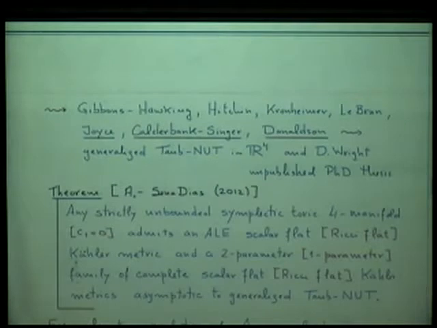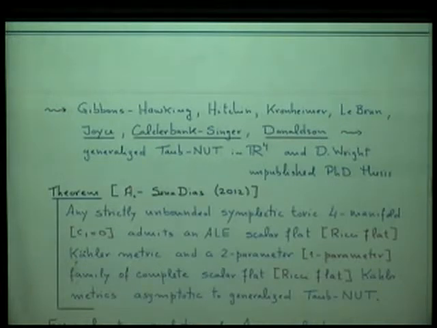And so there is a long list of people that used these facts to construct explicitly Ricci flat metrics and so forth in this dimension 4. So Gibbons, Hawking, Hitchin, Kronheimer, LeBrun, Joyce, as I mentioned, and a very relevant work for what I'm talking about here is a paper by Calderbank and Singer. Also Donaldson. And what Donaldson did was use action angle coordinates in this fact in dimension 4 with zero scalar curvature to generalize the known Taub-NUT metric in R4 to a one parameter family of metrics which are asymptotic to Taub-NUT in R4 but are not Taub-NUT.